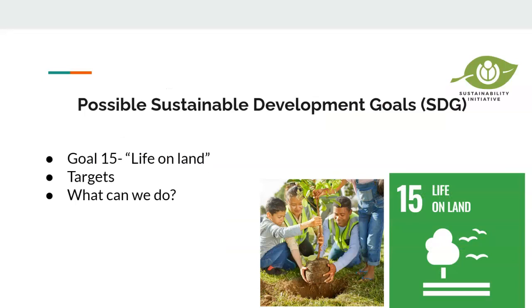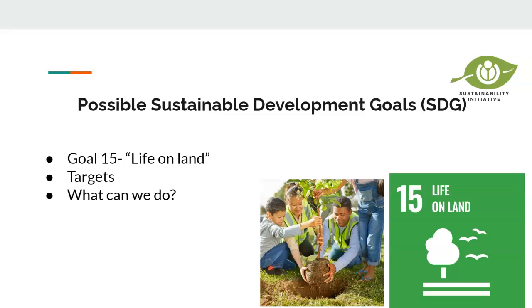Here are some possible goals being put out in an attempt to save the trees. Goal 15 from the United Nations is to protect life on land. Goal 15 focuses on halting biodiversity loss, sustaining forests, restoring ecosystems, and stopping desertification.